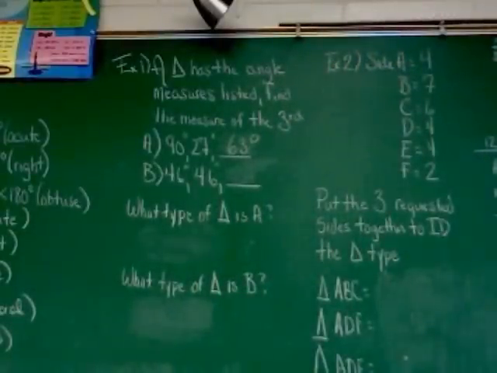All right, so let's look at B. I've got 46 and 46. So 180 minus 46 minus 46 is going to give me what? 88. Good. 88 degree angle.